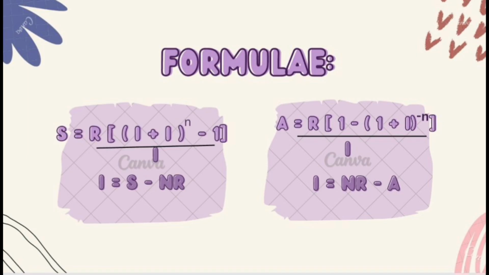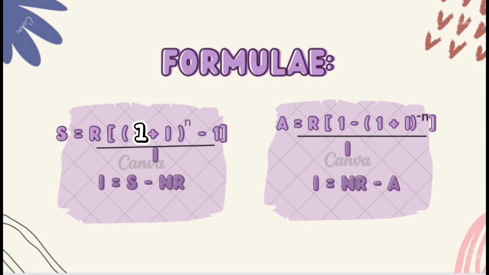However, in these two topics, each topic has two formulas. The first formula is S equals R multiplied by (1 plus I) to the power of N minus 1, divided by I. S is the future value of annuity, R is the periodic payment, I is the interest rate per interest period. The second formula is on how to determine interest: I equals S minus N multiplied by R.